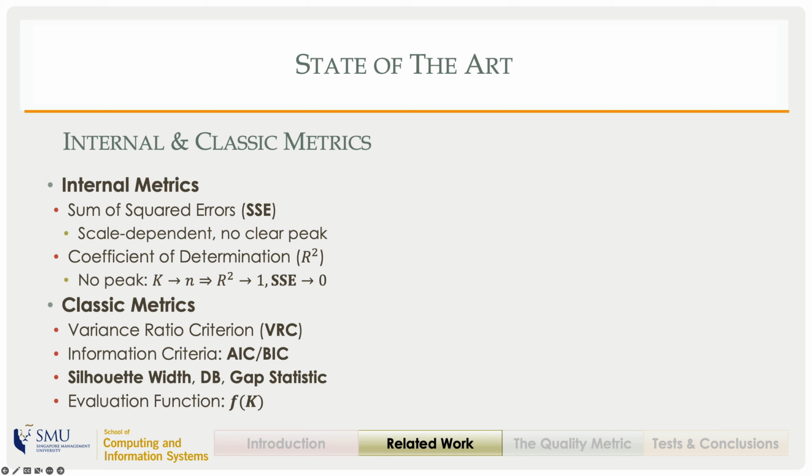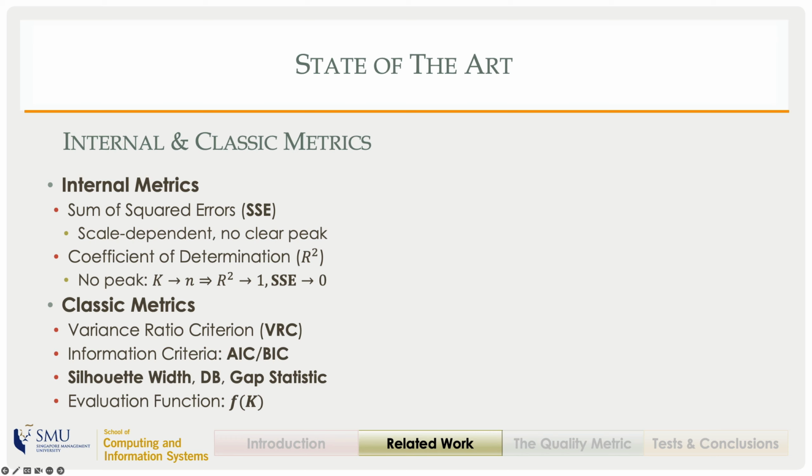Then you have information criteria like AIC, Akaike information criterion, and BIC, Bayesian information criterion. Both of them actually try to penalize overfitting, BIC more than AIC. It is driven by maximum likelihood estimates. Then we have certain measures like the silhouette width, Davies-Bouldin index and gap statistic with specific properties.